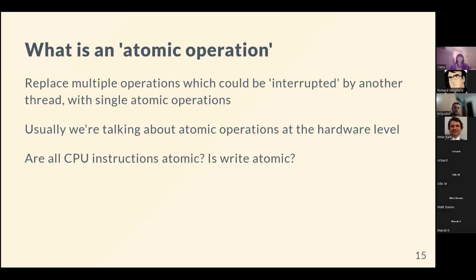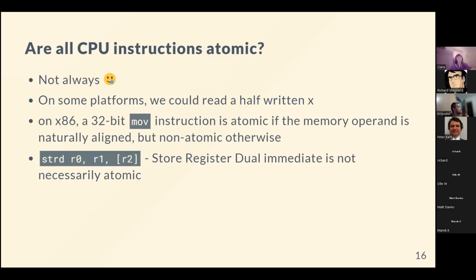Instead of having those multiple operations, we're going to replace them with a single operation, and that's the atomic operations that we have. And usually when we're talking about atomic operations, we mean at the hardware level. Now, does that mean that all CPU instructions are atomic? Is a write always atomic? And the answer is not always. Just because it's a single instruction does not mean that it's necessarily atomic.